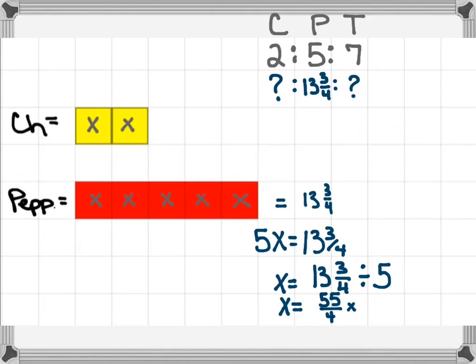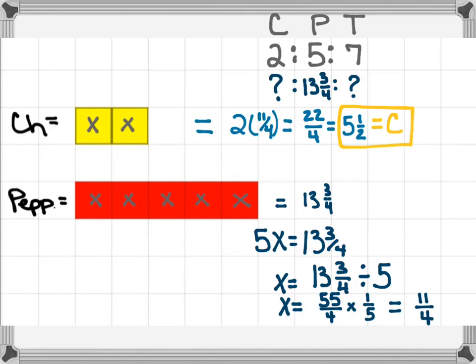And then I need to change division to multiplication and flip the 5 to the reciprocal 1/5. Multiply. And since the 5 and the 55 have a common factor of 5, I could reduce: 5 goes into 5 once and 5 goes into 55 11 times, giving me 11/4. So 11/4 is the value of each of the squares. So to figure out how much cheese pizza you're going to have, you have to take 2 times that 11/4, giving you 22/4 or 5 1/2.